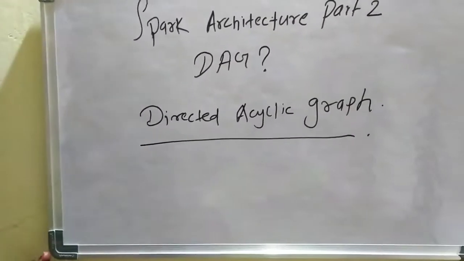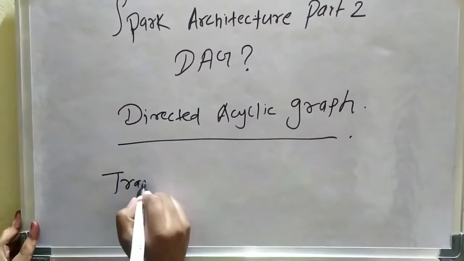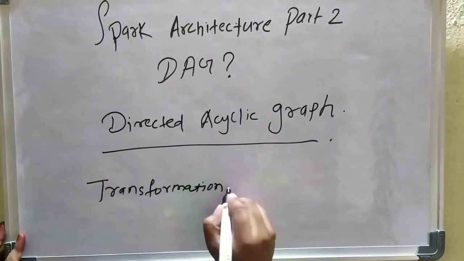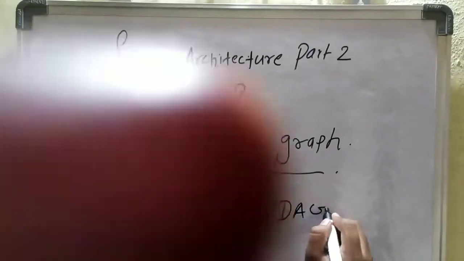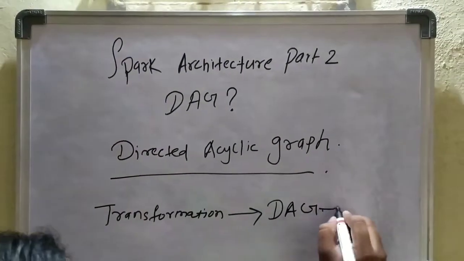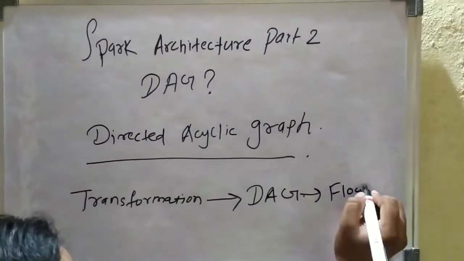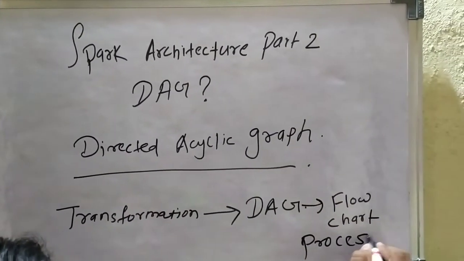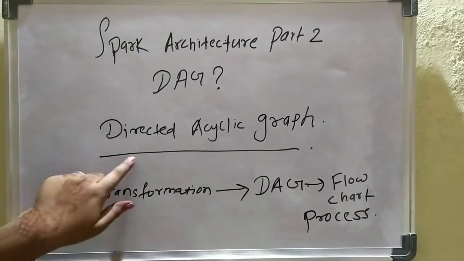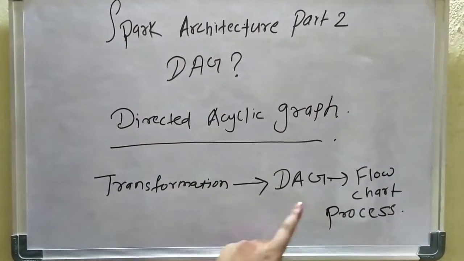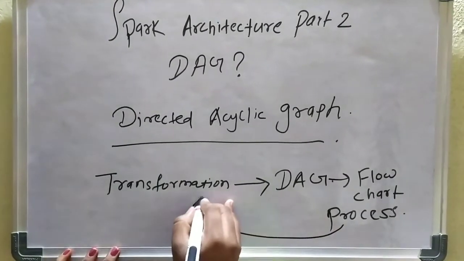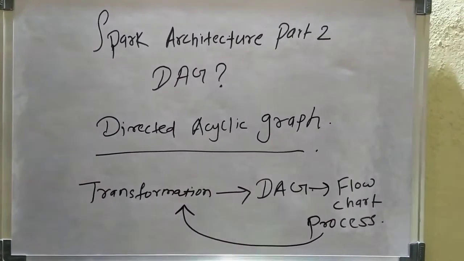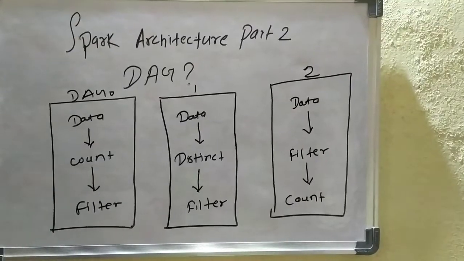So whenever we give commands or write code in Spark, Spark contains four things: the RDD, transformations, actions and DAG. After the transformation, DAG comes into the picture. DAG is nothing but a flowchart-like structure, where a process is denoted in the form of a flowchart. So the directed acyclic graph creates a graph based on the transformations. The transformations are the commands. In the previous video it was explained in detail what transformations are.